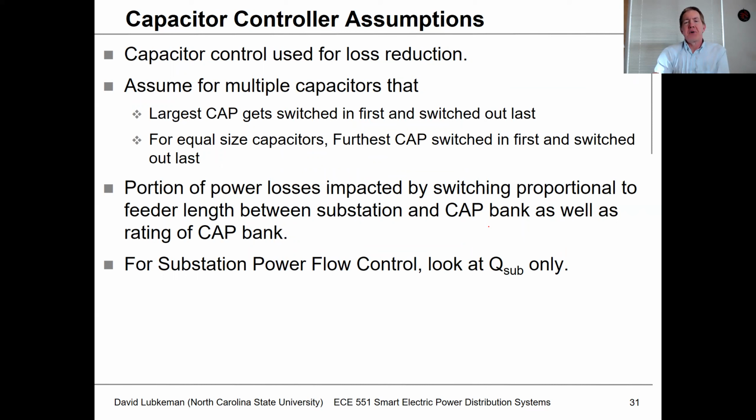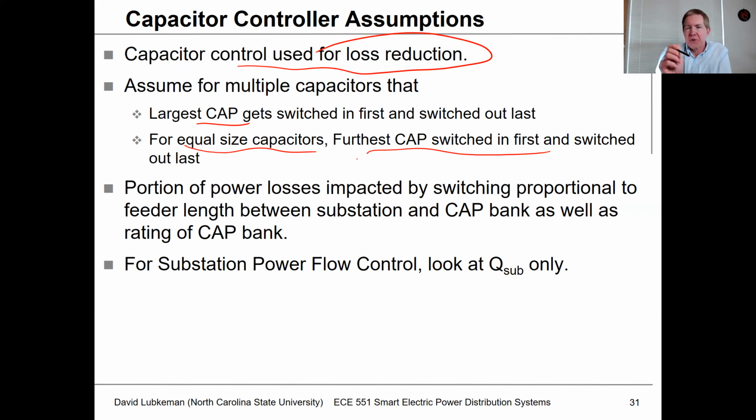For the capacitor controller, say this is the primary means for the loss reduction. And what we'll assume if we have multiple capacitors is the largest capacitor gets switched in first. It would get switched out last. If the capacitors are all of equal sizes, then what you do is you would switch the furthest capacitor away first, because basically the thought is that would have the most impact on voltage. So anyway, there's some other sort of things in here on the assumptions, but we'll go ahead and skip that for now.